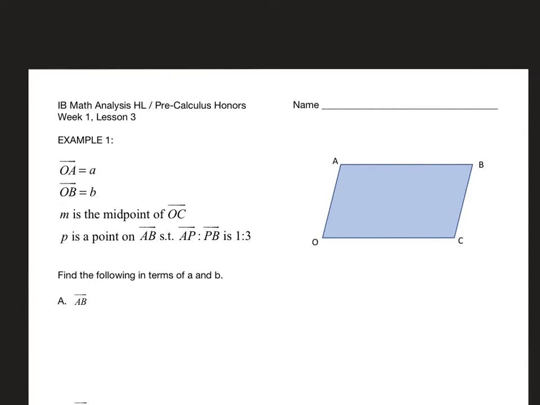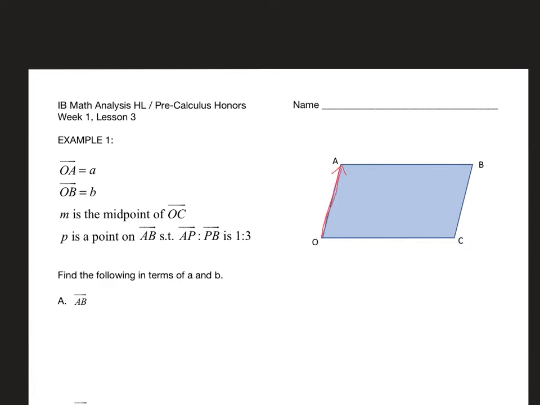Okay, this is week 1, lesson 3. Hopefully you've downloaded this note sheet and are following along and writing on it. It really does help. All right, so I've got some notations over here. Vector OA in that order. So OA this way. I'm going to try and color code this for you.